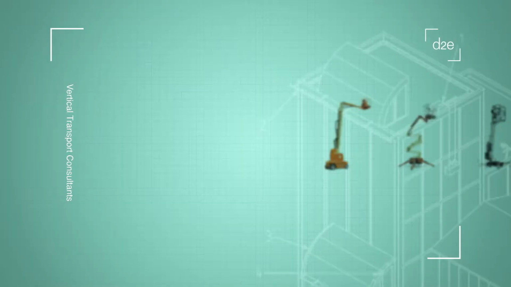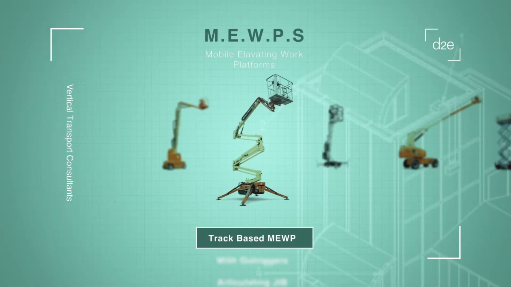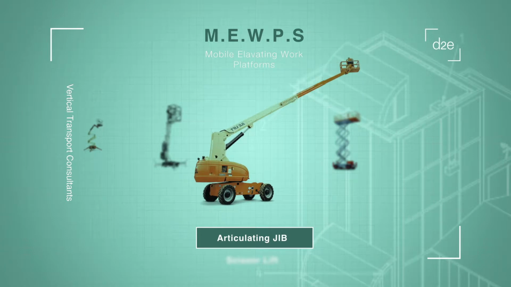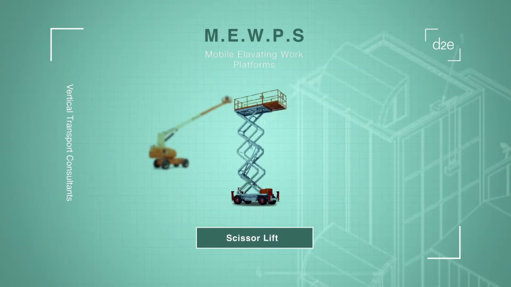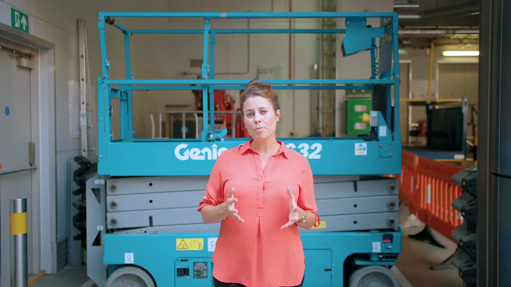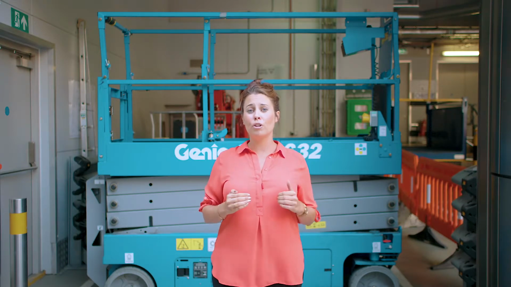There are many different types of MEWPs: wheel-based, track-based, with outriggers, articulating jib and scissor lifts. It is worth noting that MEWPs are designed with a safe working load of 200 kilograms, but that includes the workers and their equipment. They cannot be used for lifting glazing. Ground-based glazing replacement must be lifted using mobile cranes.